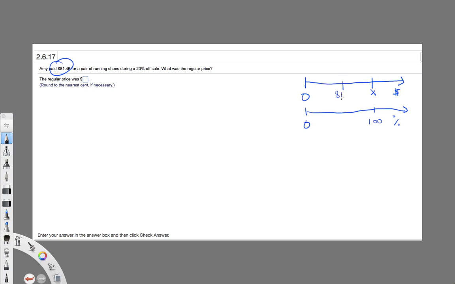Now, 81.46, that's therefore less than the base, and in fact, that's going to be 80%. So notice that this distance between X and 81.46 is the amount of decrease. So the base is X. The amount final is $81.46. The amount of the decrease is X minus 81.46. Notice I took the bigger number, subtracted the smaller number.